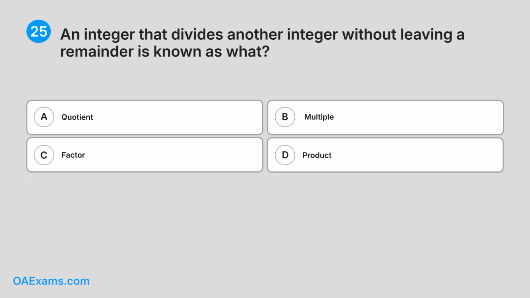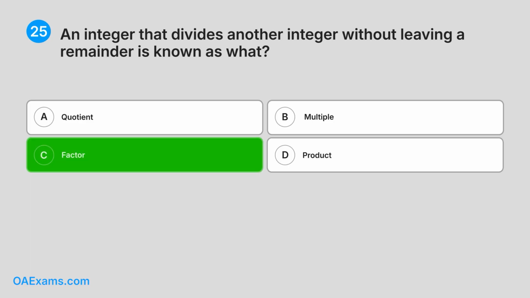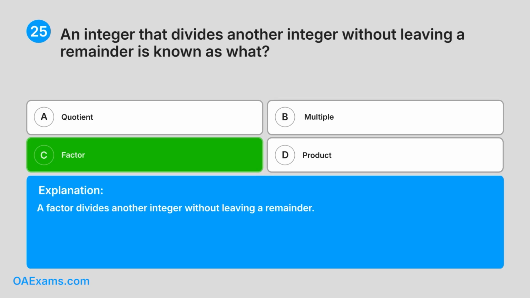Correct answer. C. Factor. Explanation. A factor divides another integer without leaving a remainder.